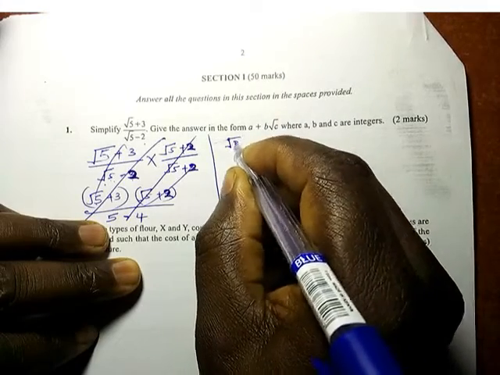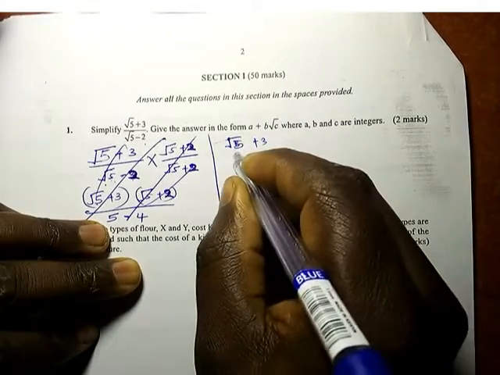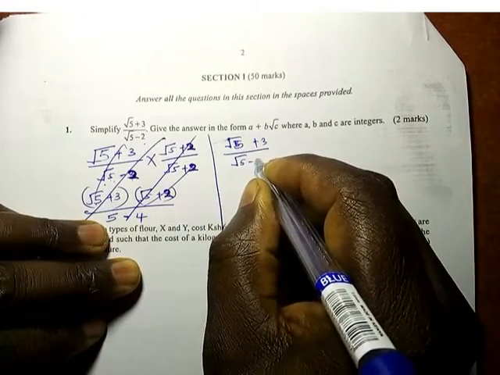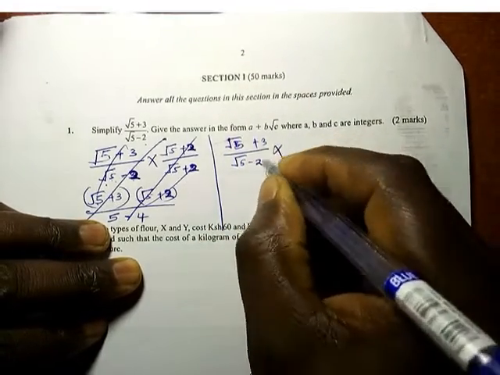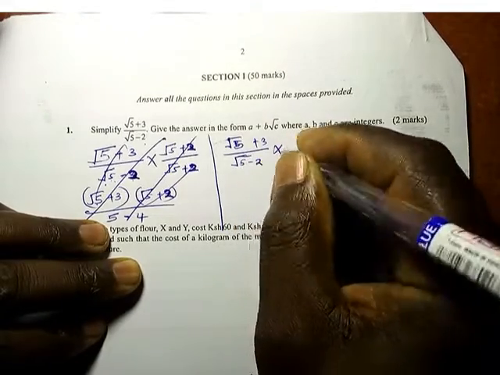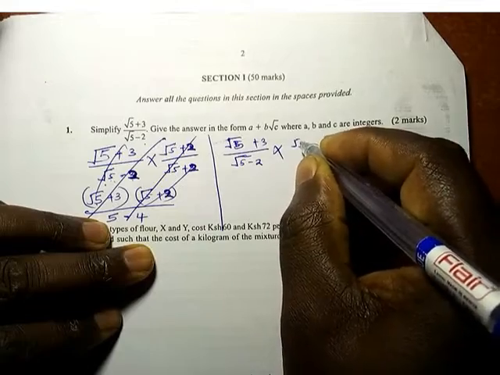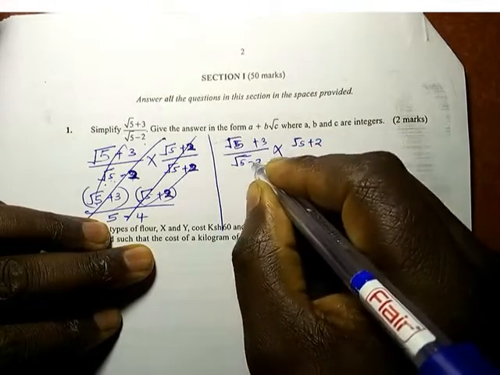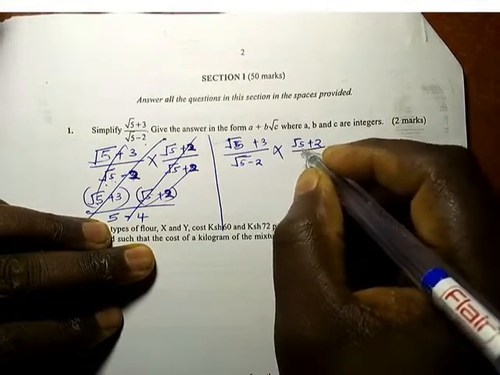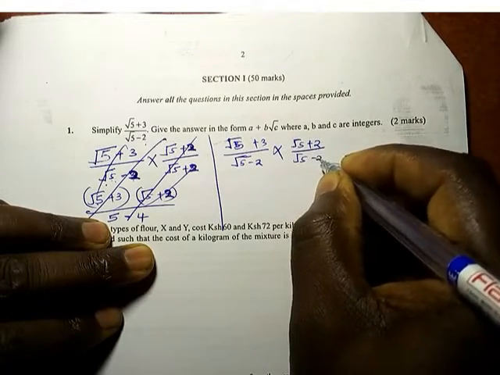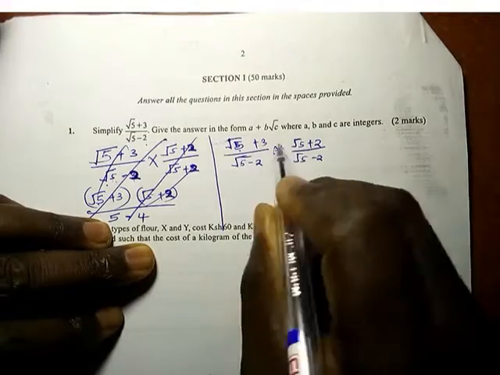(root 3 root 5 plus 3) divided by (root 5 minus 2). You multiply by the conjugate of the denominator. The conjugate of the denominator will be root 5 plus 2. That is the conjugate of this, root 5 minus 2. So you multiply this times this.